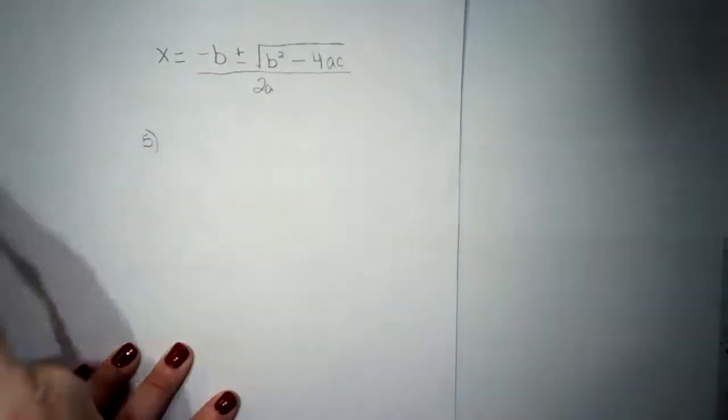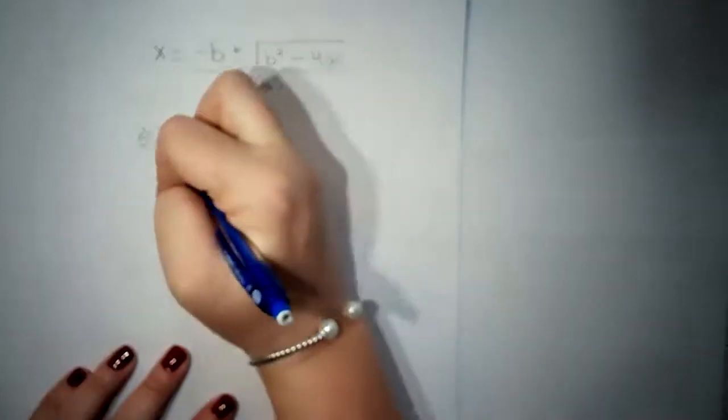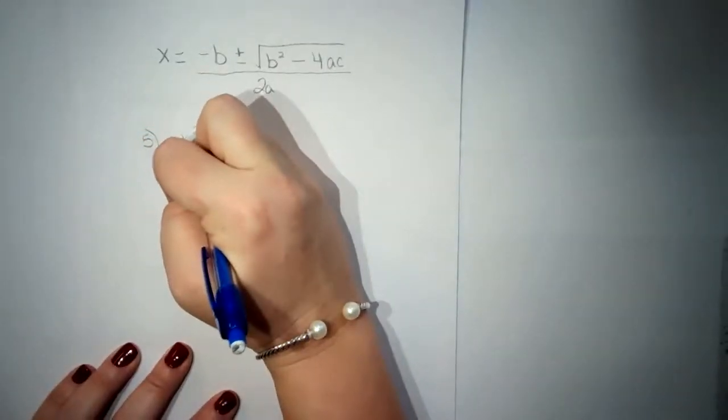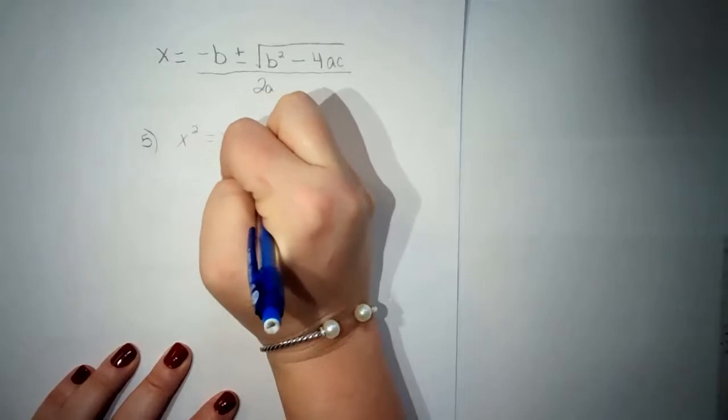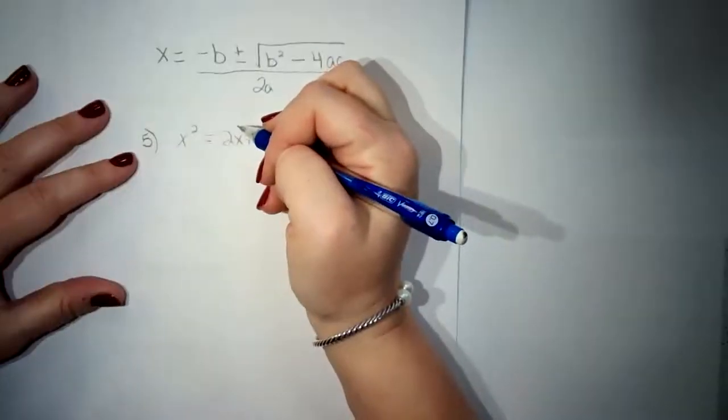Okay, so let's see. Number 5, I'm going to leave it here just so I have more room. But number 5 is x squared equals 2x plus 4. I'm not so sure about this camera. It keeps going in and out. They're probably going to freak out.